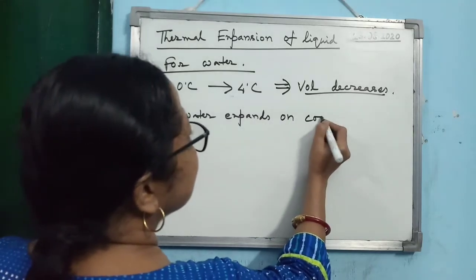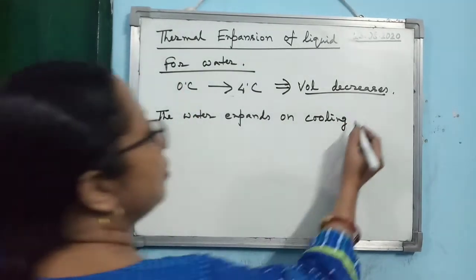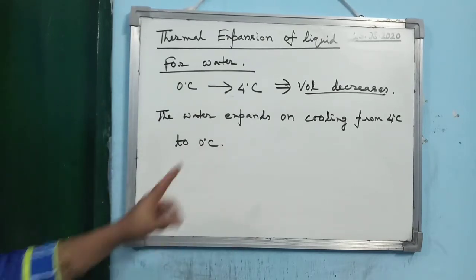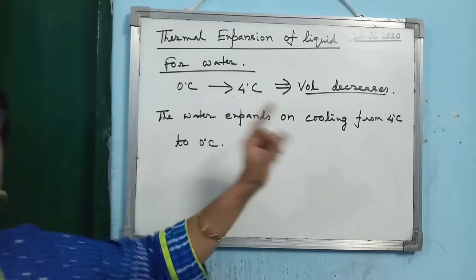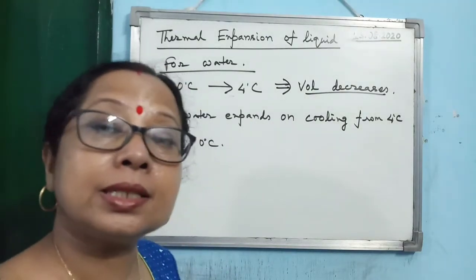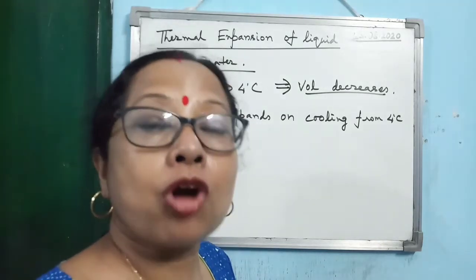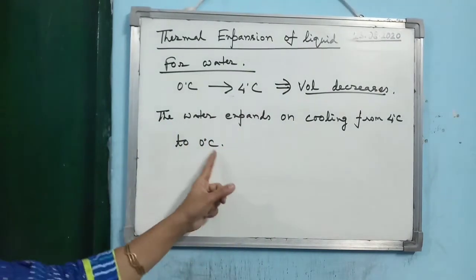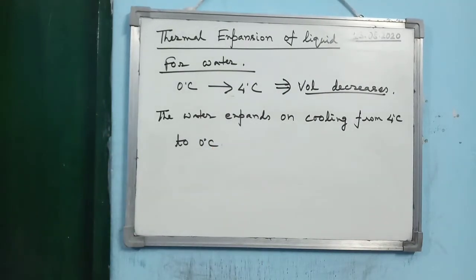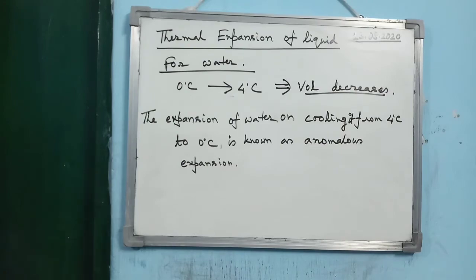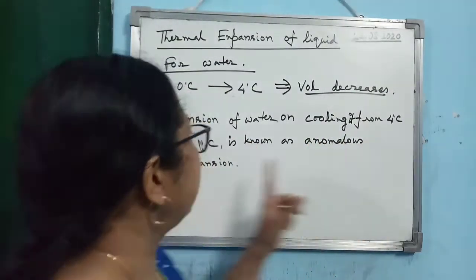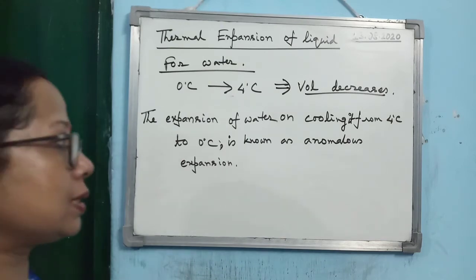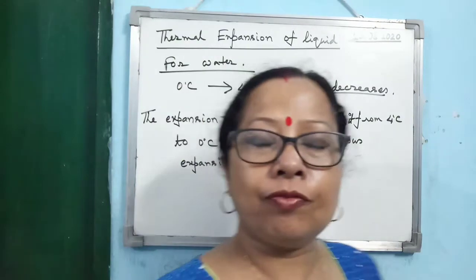Alright, so you can say that the water expands on cooling, from 4 degrees Celsius to 0 degrees Celsius. Clear? Means if you cool down water from 4 degrees to 0 degrees Celsius, then water will expand. But if you heat up from 0 to 4 degrees Celsius, then what will happen? Water will not expand. Water will contract. The volume will decrease. Alright. So let me rewrite it. The expansion of water on cooling it from 4 degrees Celsius to 0 degrees Celsius is known as anomalous expansion. So you must learn the definition of the anomalous expansion because it is a very important term.